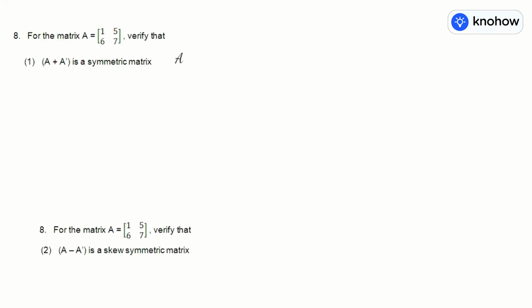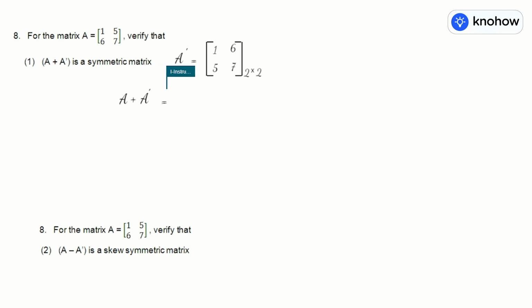The matrix A is 1, 5, 6, 7. Verify that A plus A dash is a symmetric matrix. A is already given to you. Let us work out A dash. A dash will also be a matrix of order 2 by 2. Write the elements of the first row 1, 5 in the first column and the second row 6, 7 in the second column. And now what is A plus A dash?